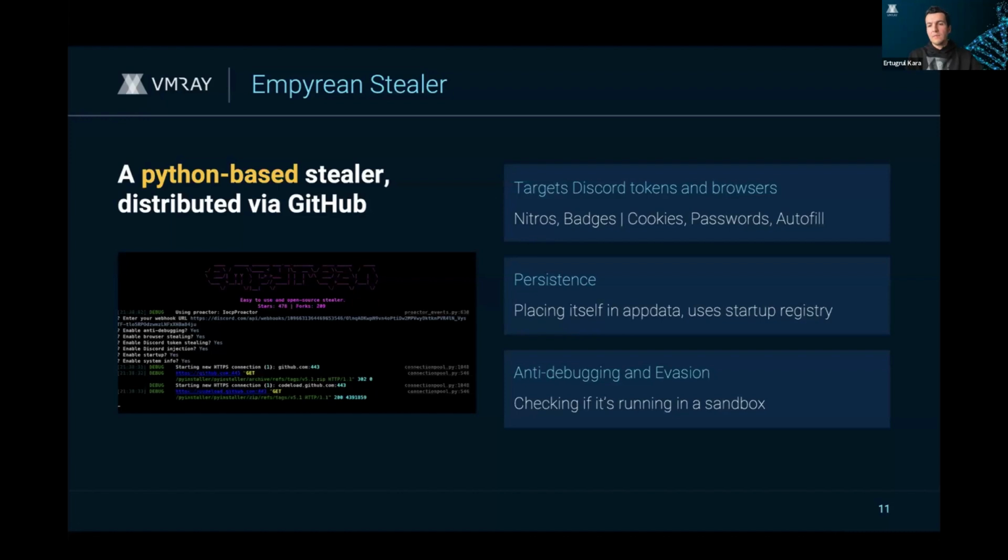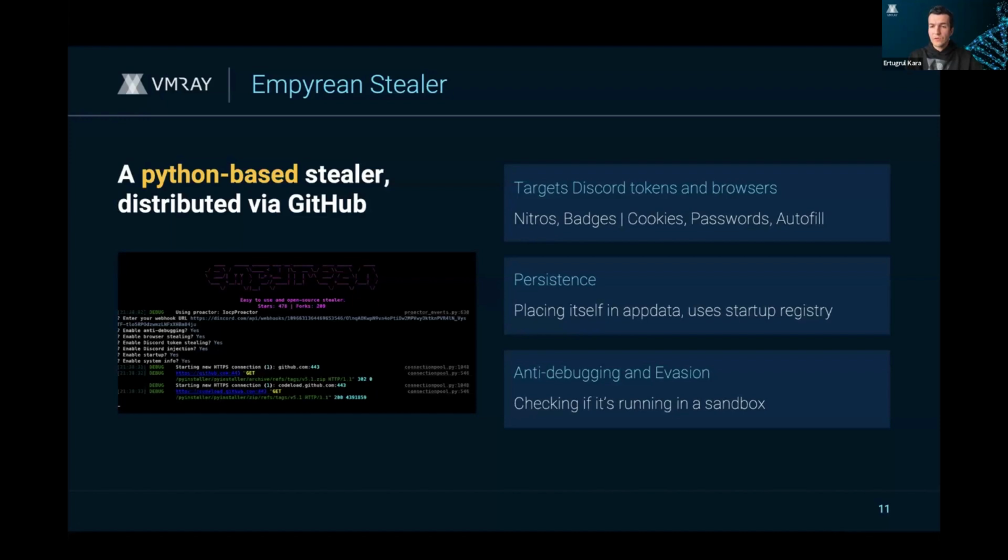So attackers can hijack these accounts. So it's not only Discord. Like all stealers, Empyrean also has the capability to steal browser data.